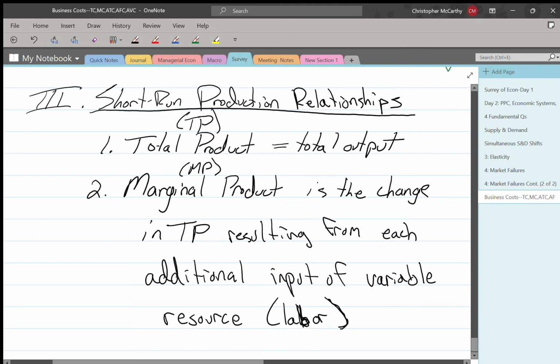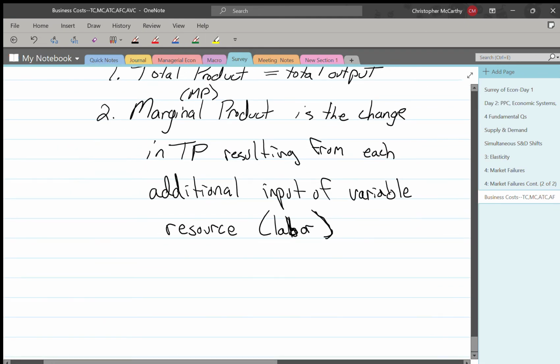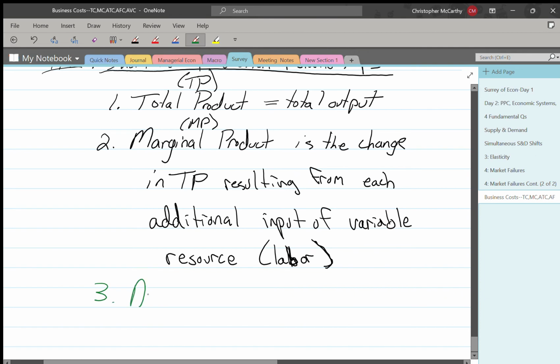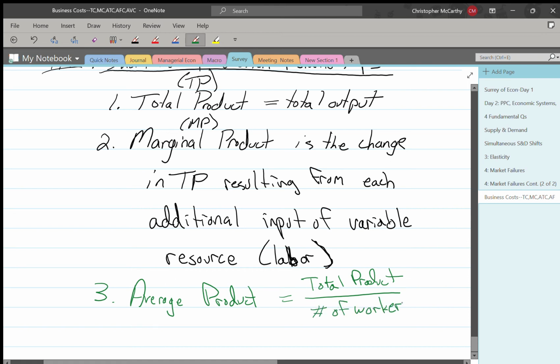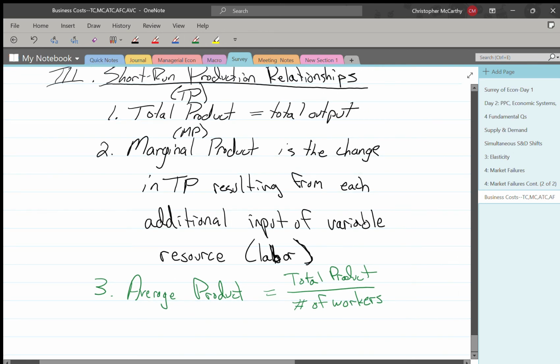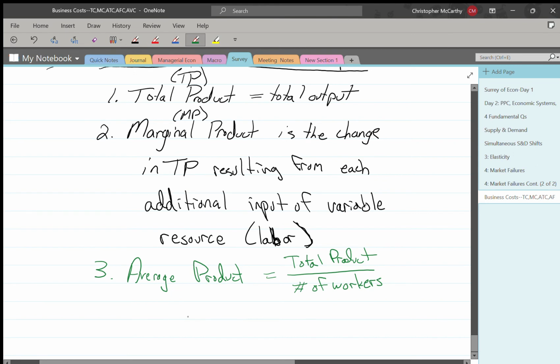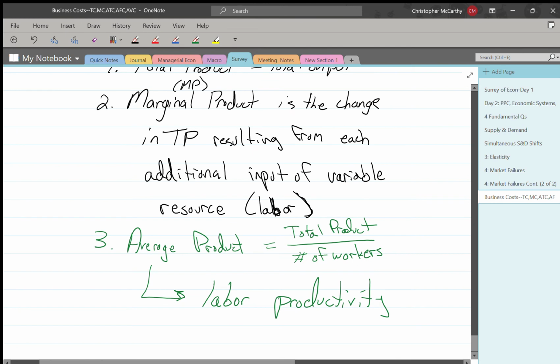So the other definition in here is going to be average product. So pro tip, anytime you see average before something, you just take whatever that total is, right? So this is just my total product. And then we divide it by some number of something, right? So here it's going to be the number of workers. And this is also called labor productivity, which makes sense because it's how much per worker each labor is adding on average.